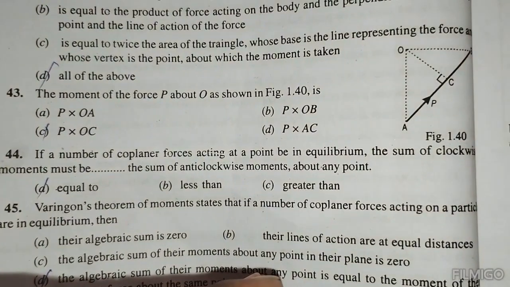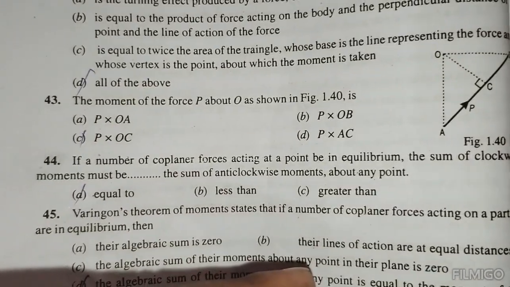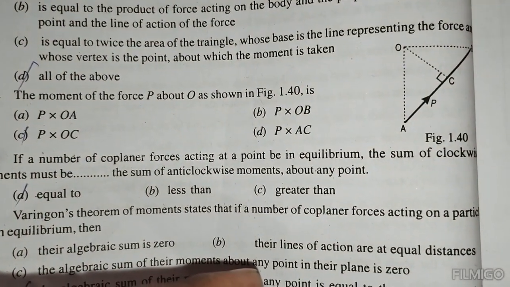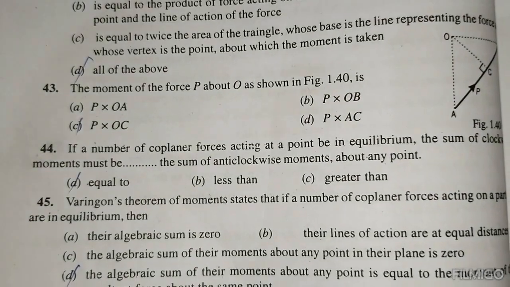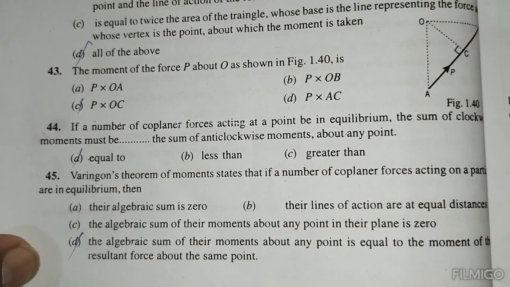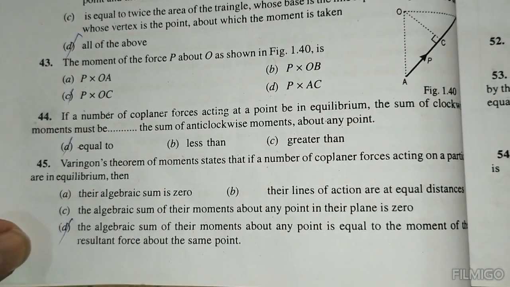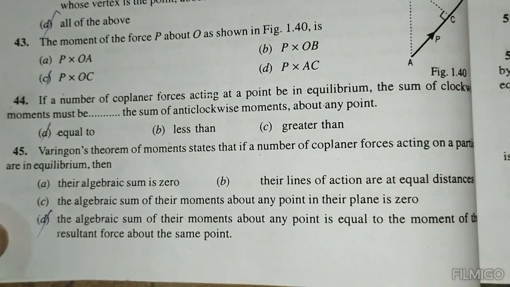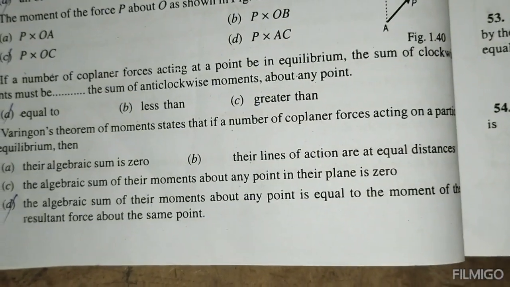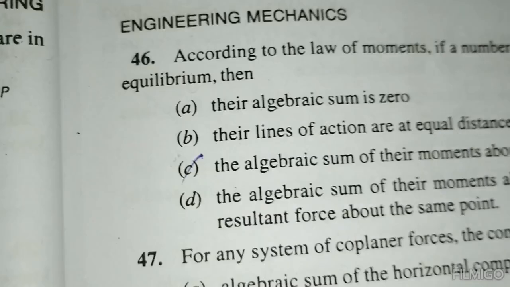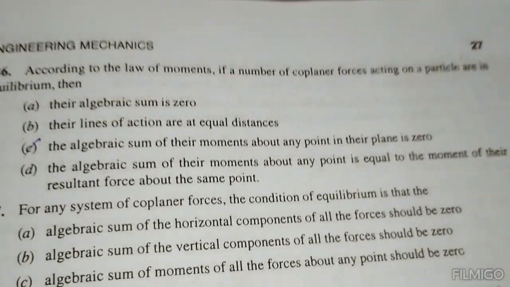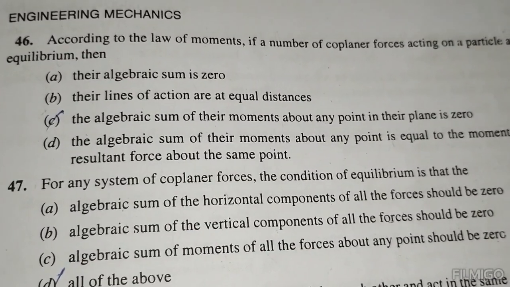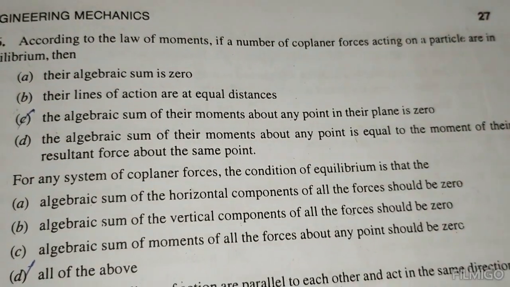The number of coplanar forces acting are in equilibrium. The sum of clockwise moments must be equal to the sum of anti-clockwise moments about a point, which is the law of moments. Varignon's theorem of moments states that if a number of coplanar forces acting on a plane are in equilibrium, the algebraic sum of moments about a point is equal to the moment of the resultant force about the same point. According to the law of moments, if a number of coplanar forces acting on a particle are in equilibrium, the algebraic sum of the moments about any point of the plane is 0.